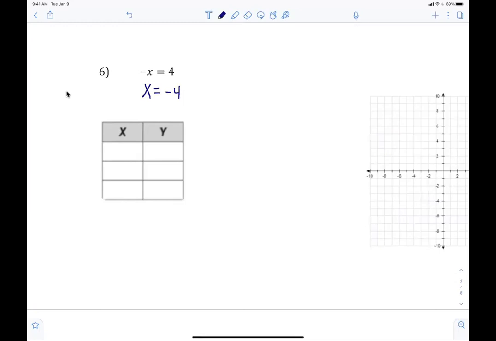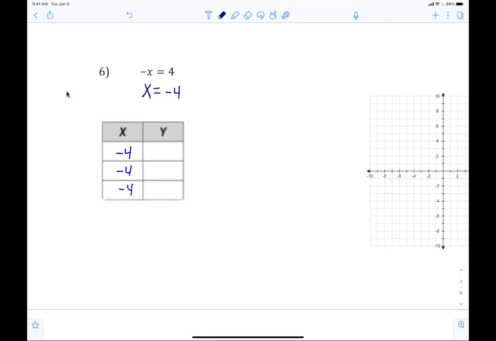And if you don't understand that, you write yourself a note. X can't be negative. Multiply both sides by -1. And now you have x equals -4. Now, what can the x be, somebody? -4. Can it be anything else? No. The only thing x can be is -4. So now, for the three positions, -4, -4, -4.